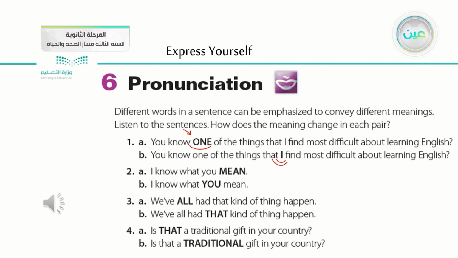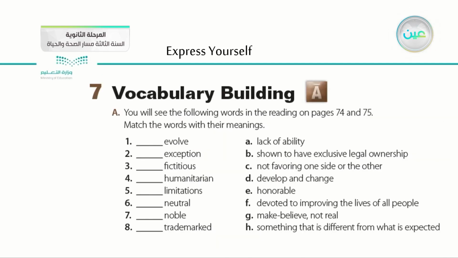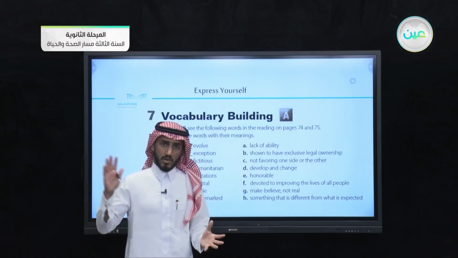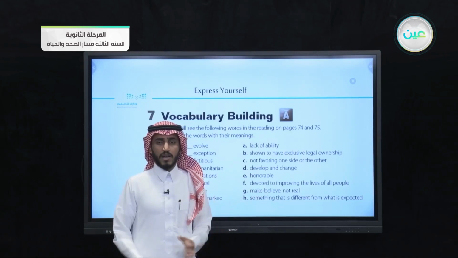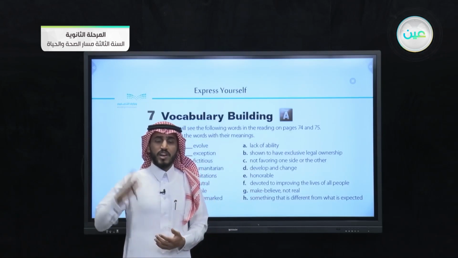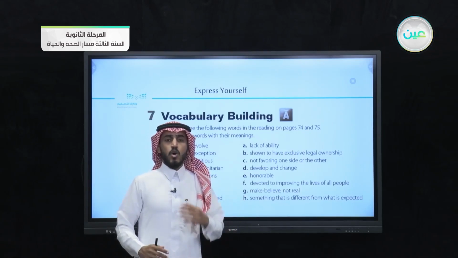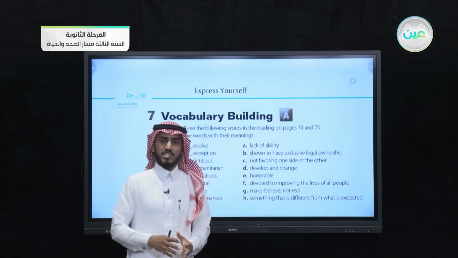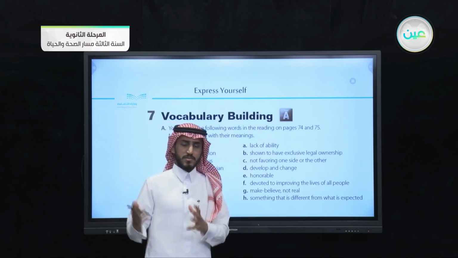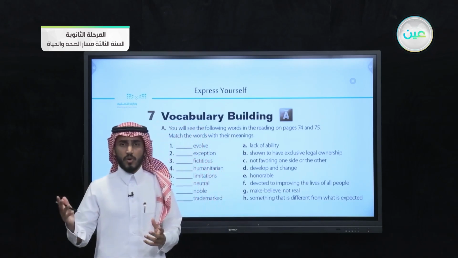Now let's go to the second skill, or the second part in our lesson today, which is vocabulary building. We have here 2 parts, a part on the right and a part on the left. On the right side, we have 8 words, and on the left side, we have 8 definitions or explanations, and sometimes we have synonyms for the words on the right.